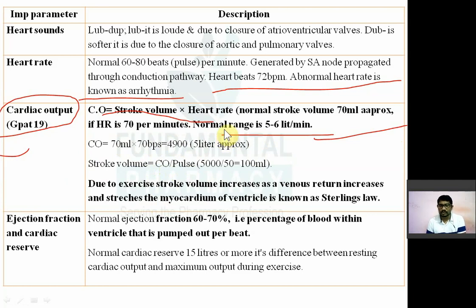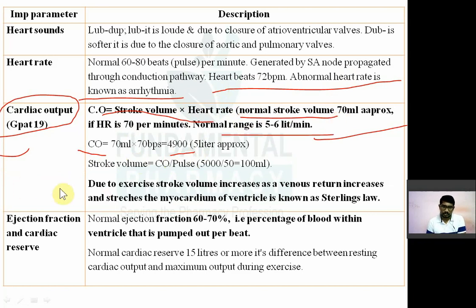What is the normal range of cardiac output? That is 5 to 6 liters per minute. So normally 5 to 6 liters of blood is pumped out per minute through the heart. That is cardiac output. So remember, cardiac output is equal to stroke volume into heart rate, and this was a question in GPAT 2019. So normally cardiac output is equal to 70 ml into 70 beats per minute. That is around 4900, approximately 5 liters. Normal stroke volume is 70 ml and heartbeat is around 70.